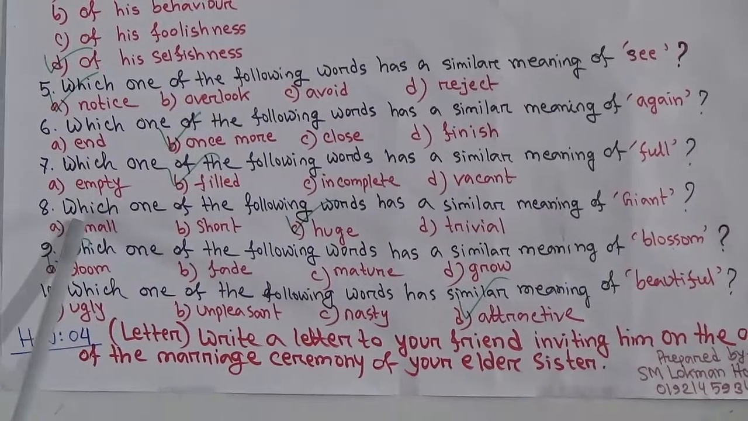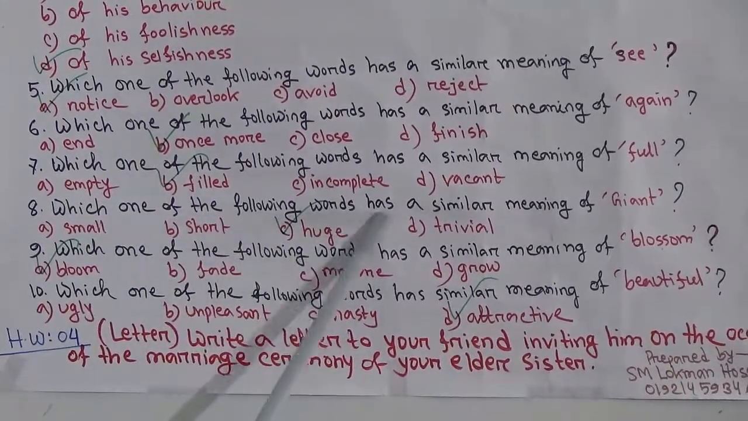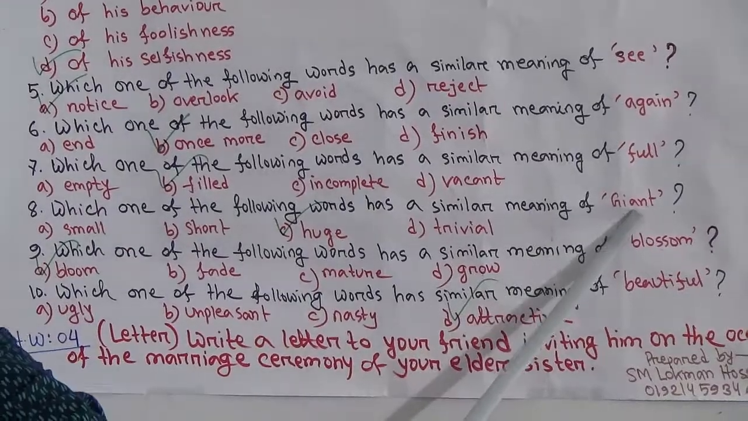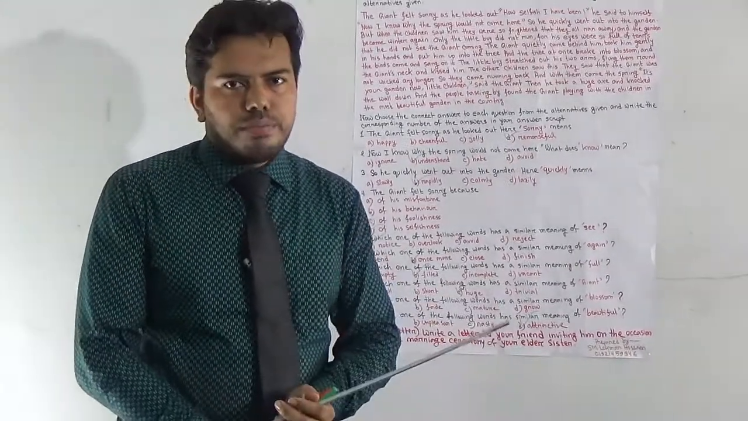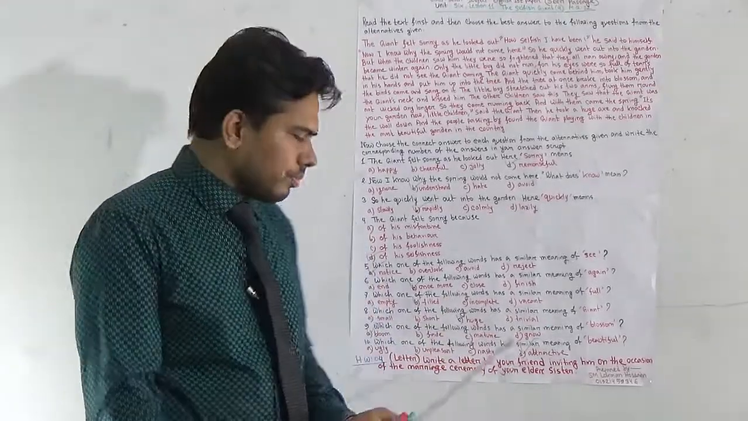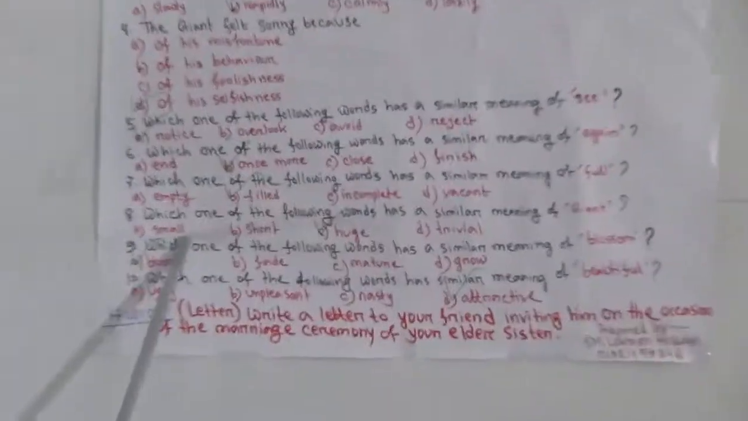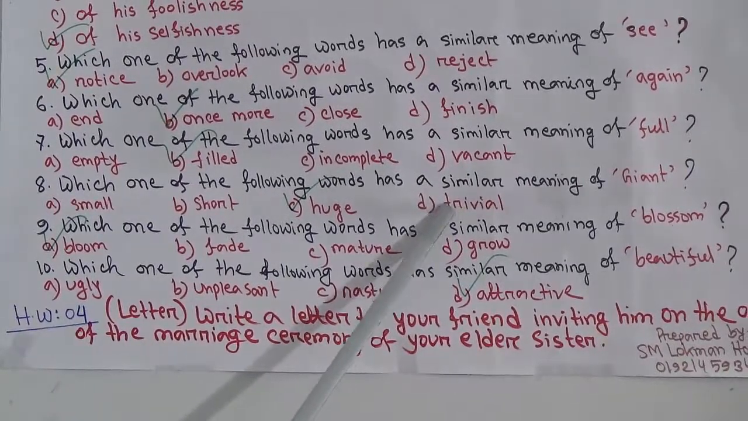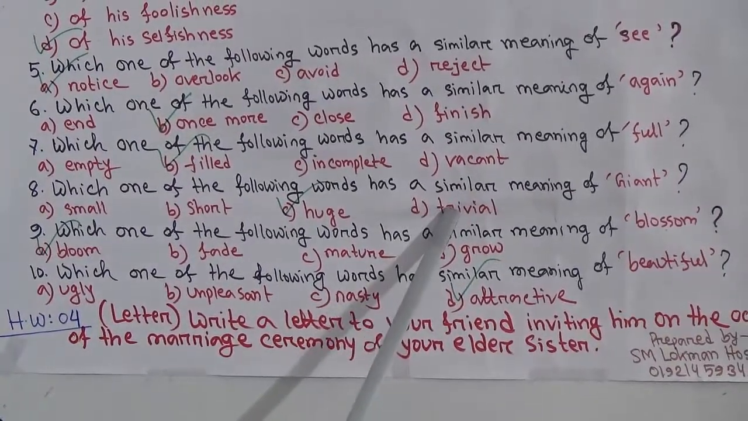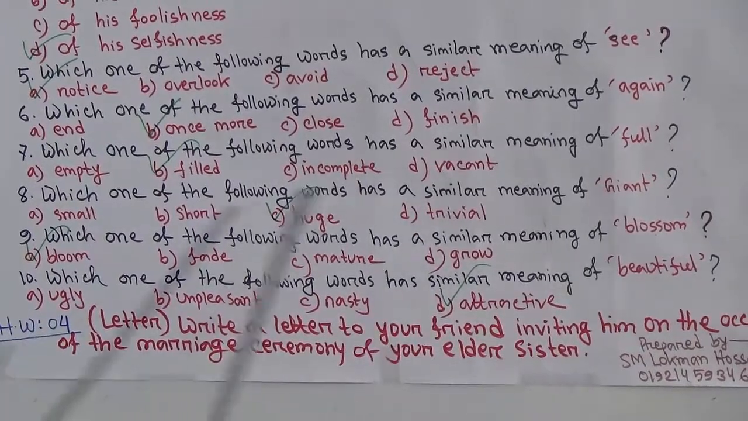Okay, next number 8. Which one of the following words has a similar meaning to giant? We know that giant means who is very gigantic in shape, who is huge in body. So giant means huge. Small, short and trivial, these three are the antonyms of giant.